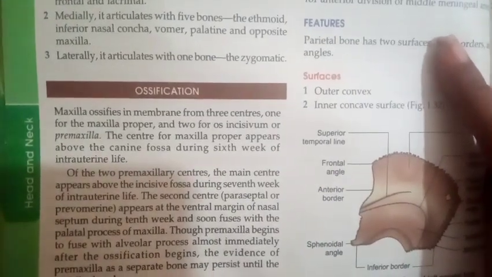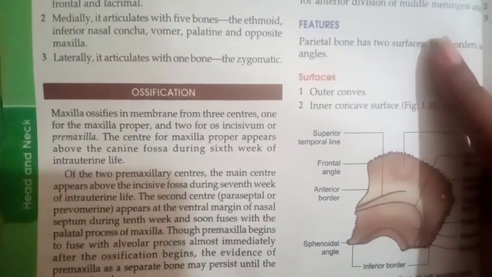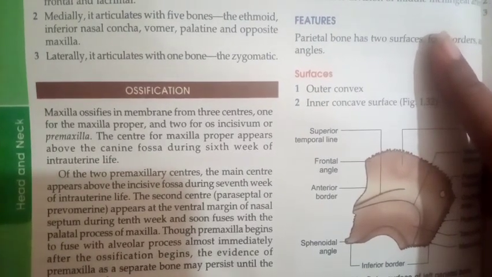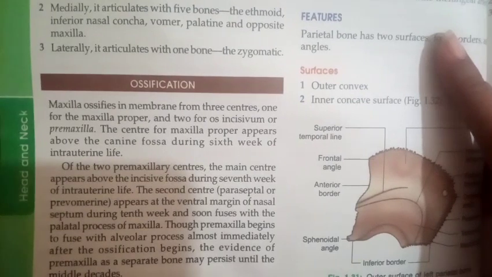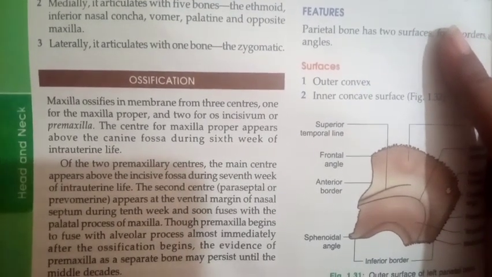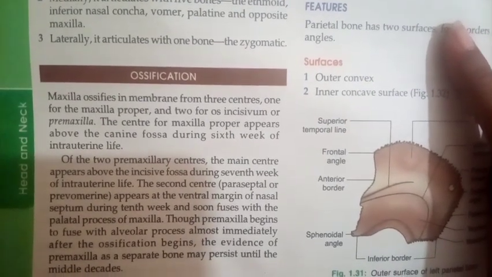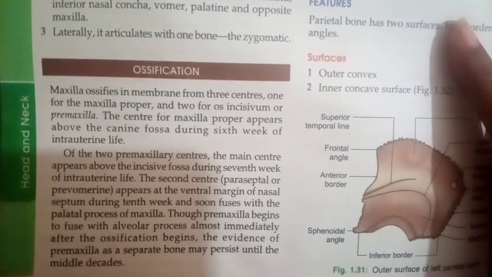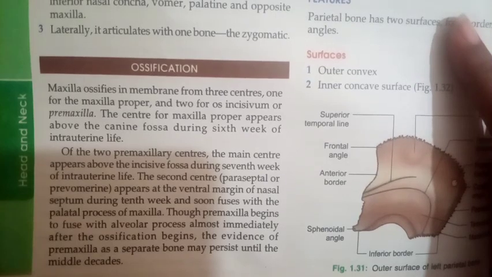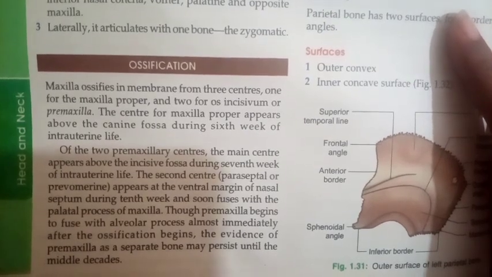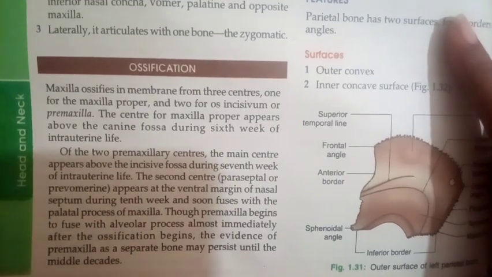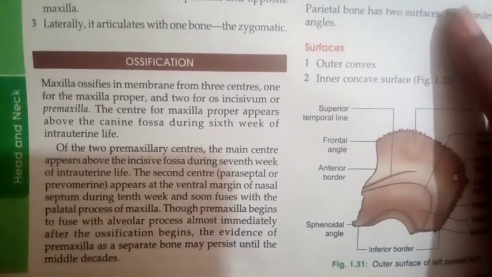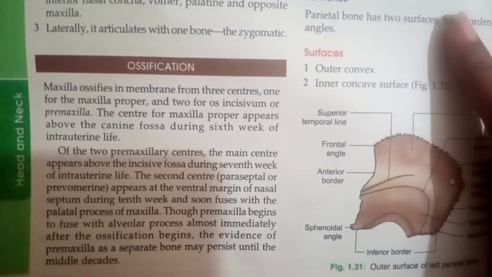Ossification: the maxilla ossifies in membrane from 3 centers, 1 for the maxilla proper and 2 for its incisive part or premaxilla. The center for the maxilla proper appears above the canine fossa during the 6th week of intrauterine life. Of the 2 premaxillary centers, the main center appears above the incisive fossa during the 7th week of intrauterine life. The second center appears at the ventral margin of the nasal septum during the 10th week and soon fuses with the palatal process of the maxilla.